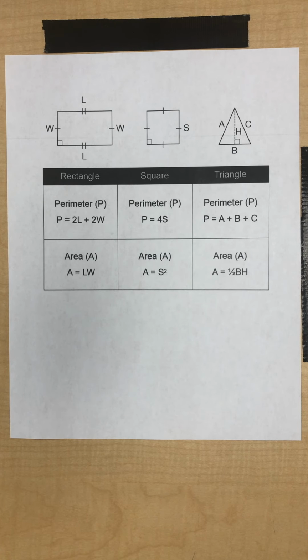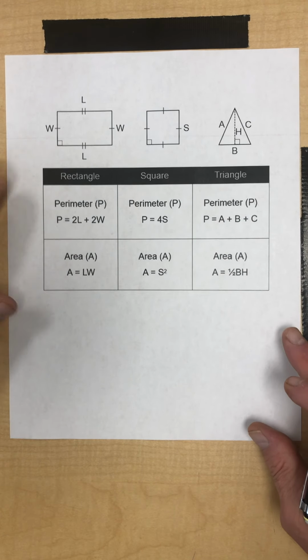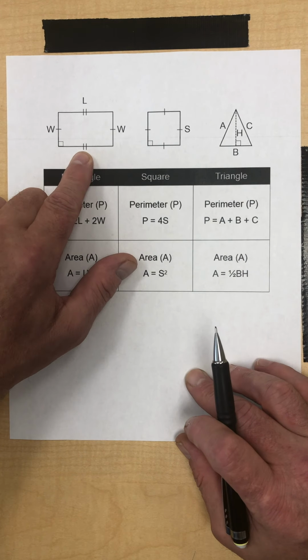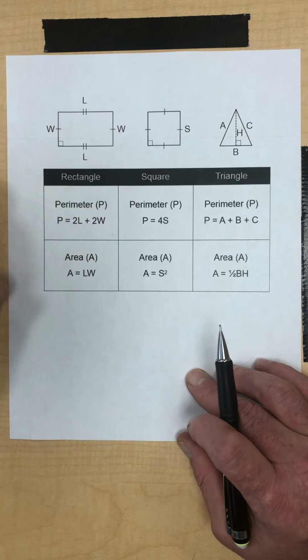All right, guys, let's see. We have got to do a little bit of reviewing and extension on some work with perimeters and areas of some basic geometric shapes. Right here we have a rectangle, a square, a triangle.